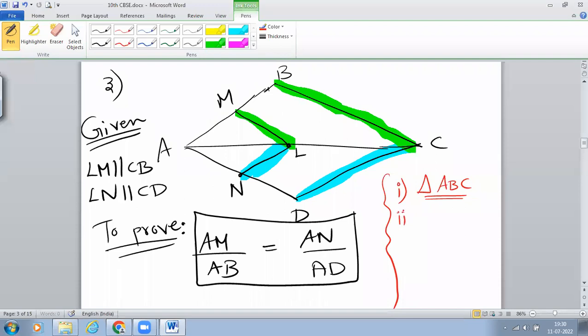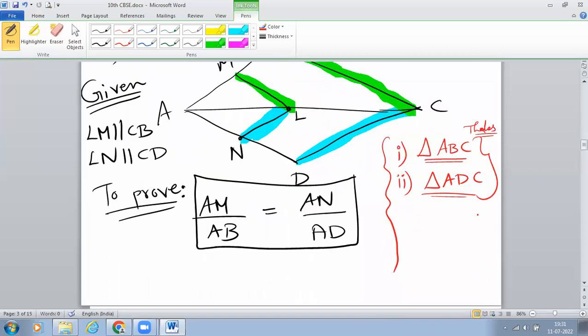In the second step, you have to consider triangle ADC. Which triangle you have to consider, ma? ADC or ACD, it is up to you. Anything you can write. This is triangle ABC, and again triangle ADC. In this triangle, you have to apply which theorem? Thales theorem. So these are the first two steps. After applying Thales theorem for these two triangles, the remaining part is very simple. This is how you have to remember this. So first, which triangle we have to consider, ma?